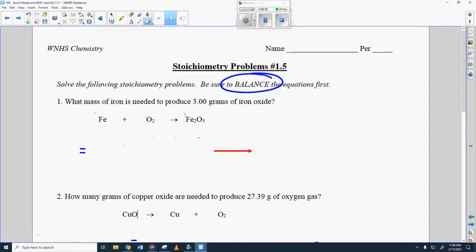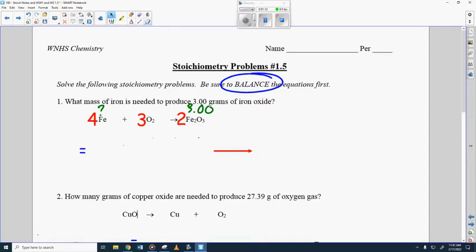So once you're balanced, you should find a 4:3:2 mole ratio. Okay. Now let's take a look at this problem. So what mass of iron is needed? Okay, so it's asking me for iron. So I'm just going to put a little question mark right by that, so I let myself know, hey, that's my target. That's where I'm going. To produce 3 grams of iron oxide. So I'm given that this is 3 grams. So I like to write that right there, so that way I know where I'm starting, where I'm going.